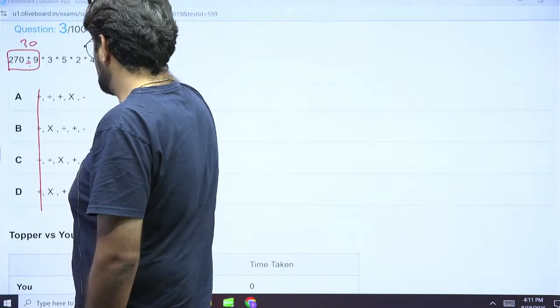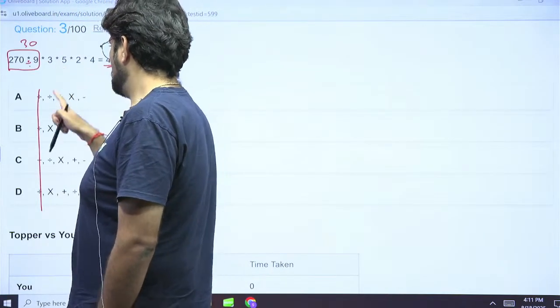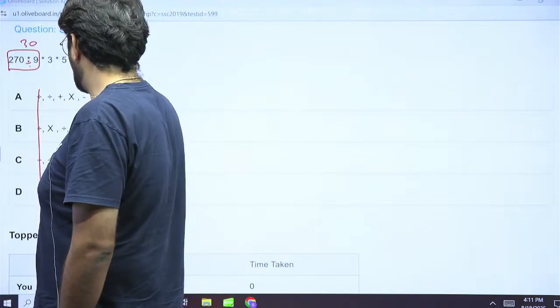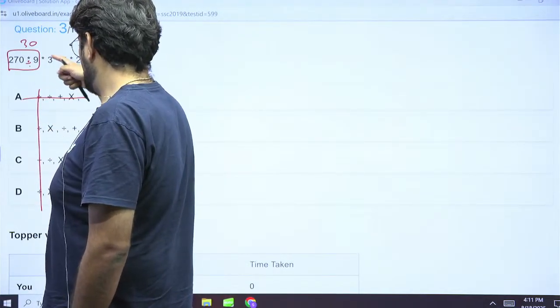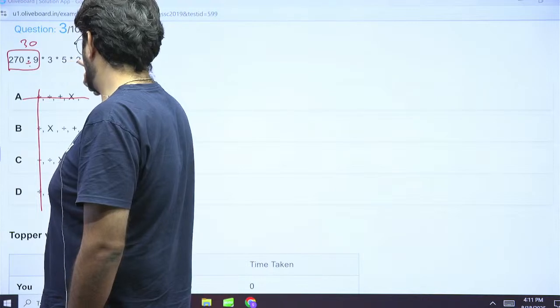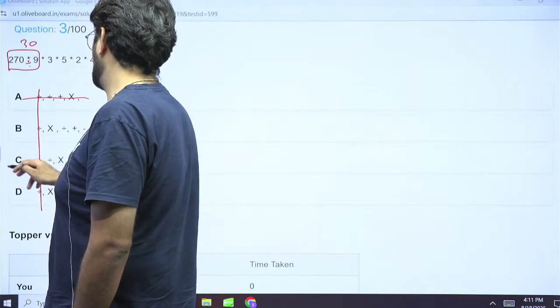Let's check for division only. So this is 10. 10 plus 5 into 2, 10, 20 minus 4. This is not going to happen. 10 into 5, 50 plus 2, 52 minus 4, 48. We got it. Option C is the right answer.